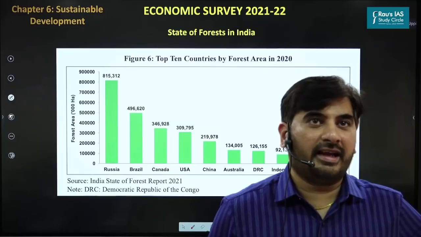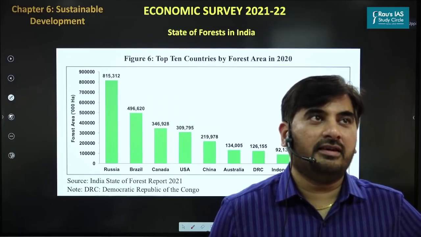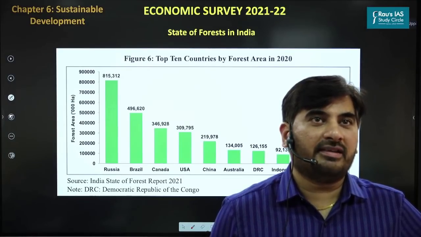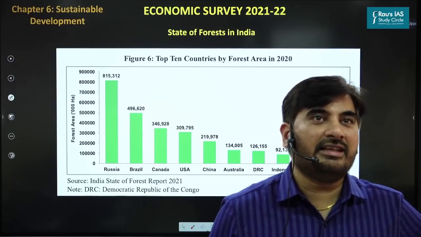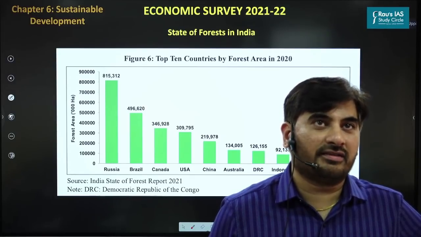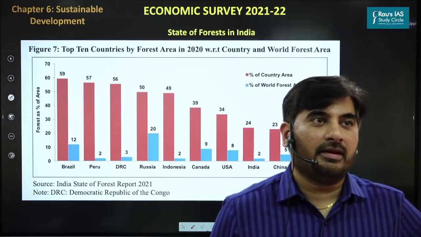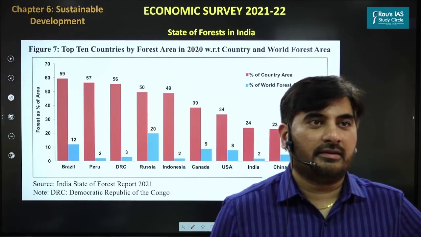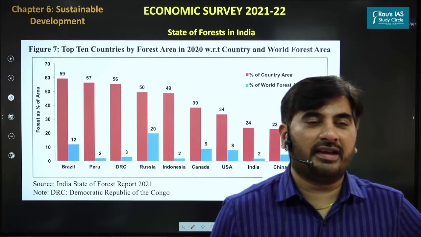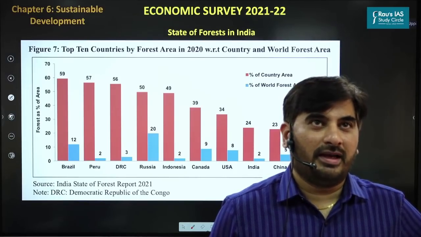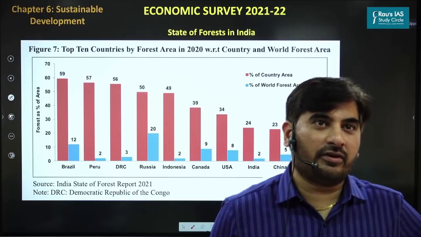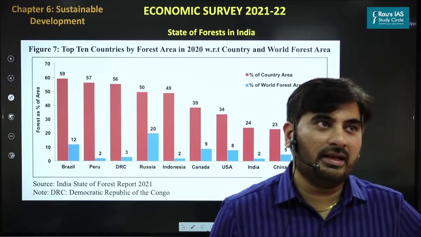State of forest in India. So you can see the top 10 countries in terms of forest. So where is India placed? India is placed at 10th position in terms of area under forest. In terms of percentage of area under forest, India is placed at 8th place. In terms of percentage of forest, which country has the highest forest? Brazil, followed by Peru.